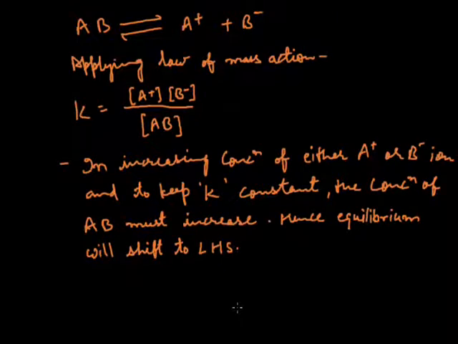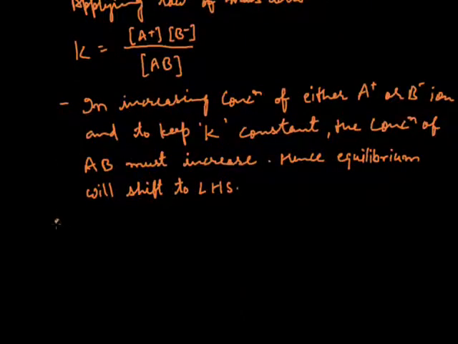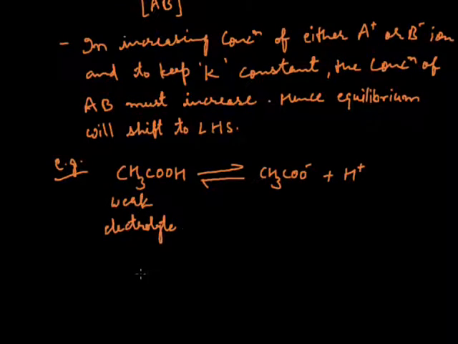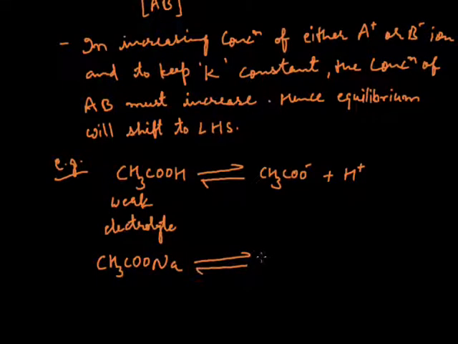Let us take example of one chemical reaction. Weak electrolyte acetic acid dissociates as follows. Sodium acetate is added to this solution. It ionizes in the solution as acetate ion and sodium ion.